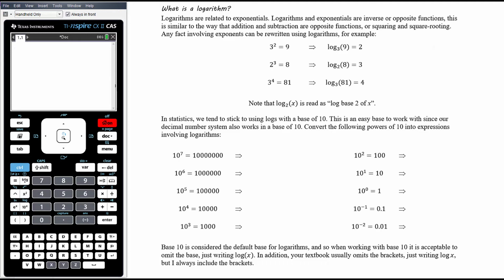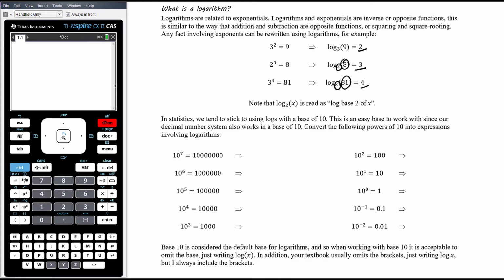If 2 to the power of 3 equals 8, which it does, that means that log base 2 of 8 is equal to 3. If 3 to the power of 4 is equal to 81, that means that log base 3 of 81 is equal to 4. Essentially, this is saying, what power do I have to raise 3 to get to 9? 3 to the power of what gives me 9, and that's 2. 2 to the power of what gives me 8, that's 3. 3 to the power of what gives me 81, that's 4.